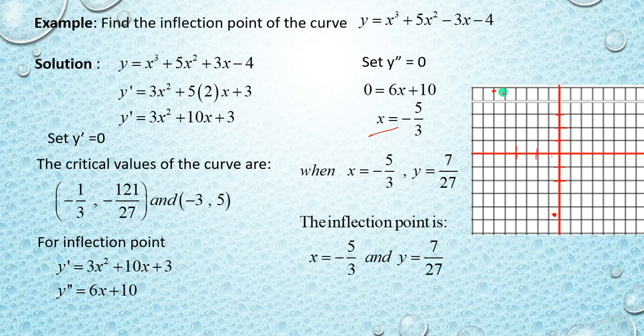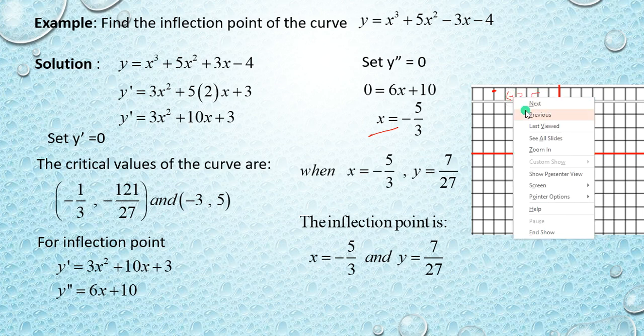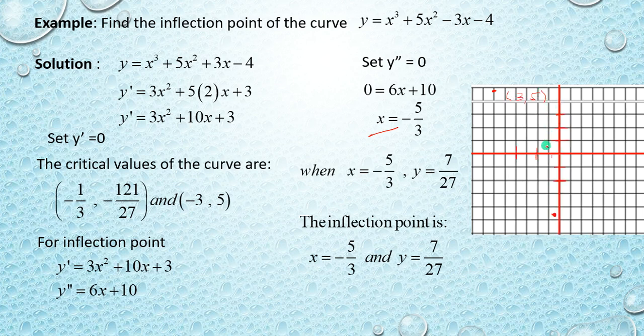We use this as negative 3 and 5. This is negative 3. And the critical point, 5 over 3, is 1.667 in decimal. So somewhere here. And y is 7 over 27, that is 0.26. So 1.67 is somewhere here. So if we continue this graph, we have here, this here, and here.